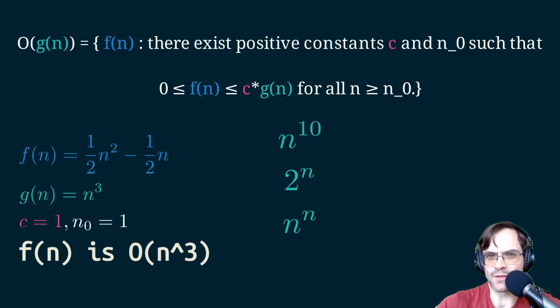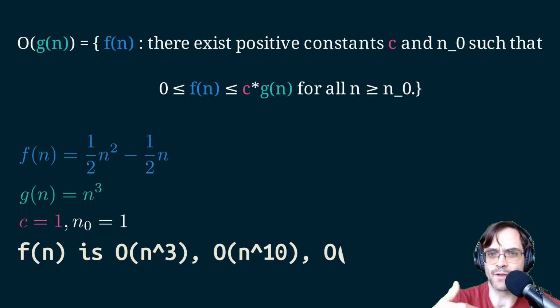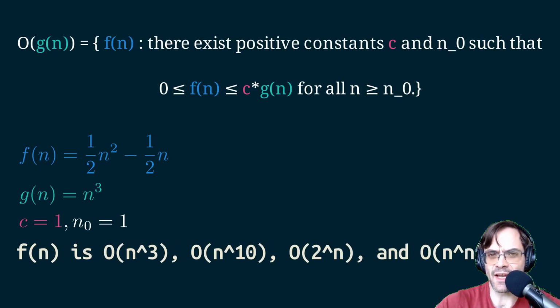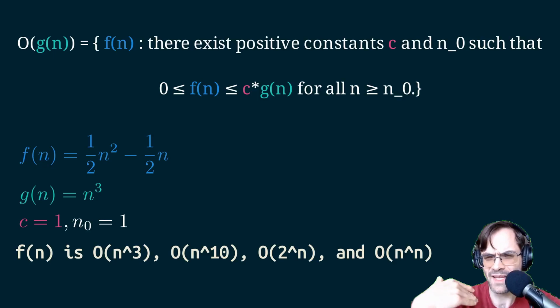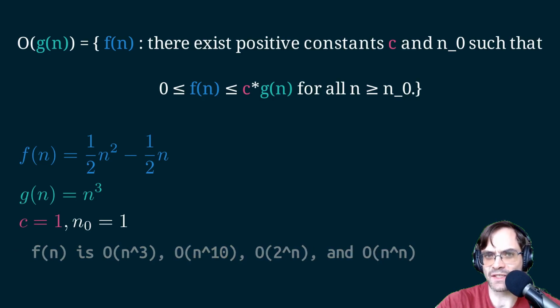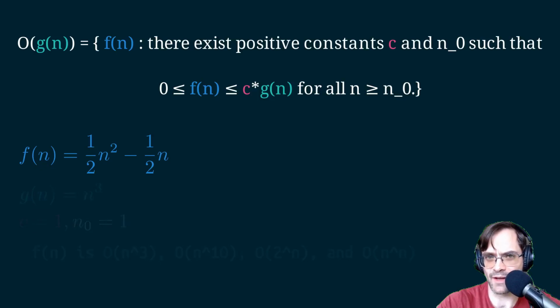So why don't we just use these? Will the definitions still work with these? And I'm not going to run through the math. You can do that yourself if you want, but these will all hold. We can also say that insertion sort, represented by f of n, is O of n to the 10, O of 2 to the n, O of n to the n, and so on. And this seems kind of dumb, right? Is this actually a useful way to talk about the algorithm? And the answer is no. It's not really useful to talk about it like this.